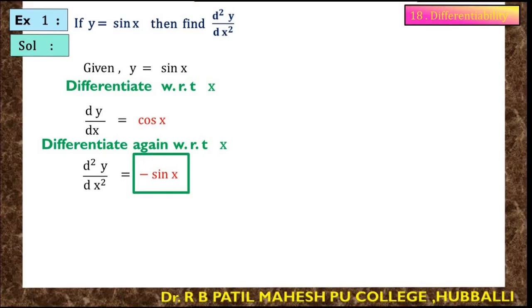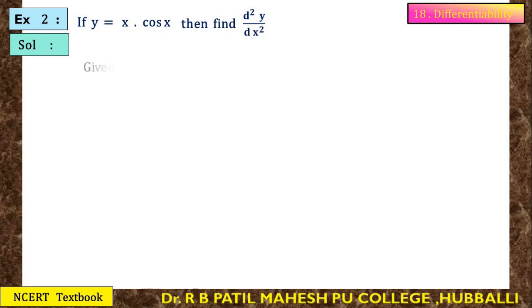Now see the second example. If y is equal to x into cos x, then find d square y by dx square. First you write the given function y is equal to x into cos x. This is a simple function but a product of two functions. So differentiate with respect to x using the product rule.